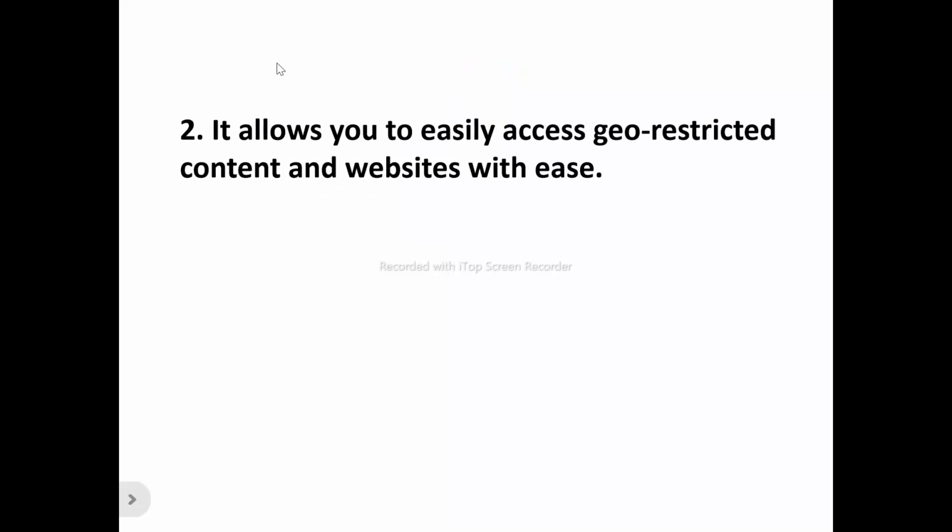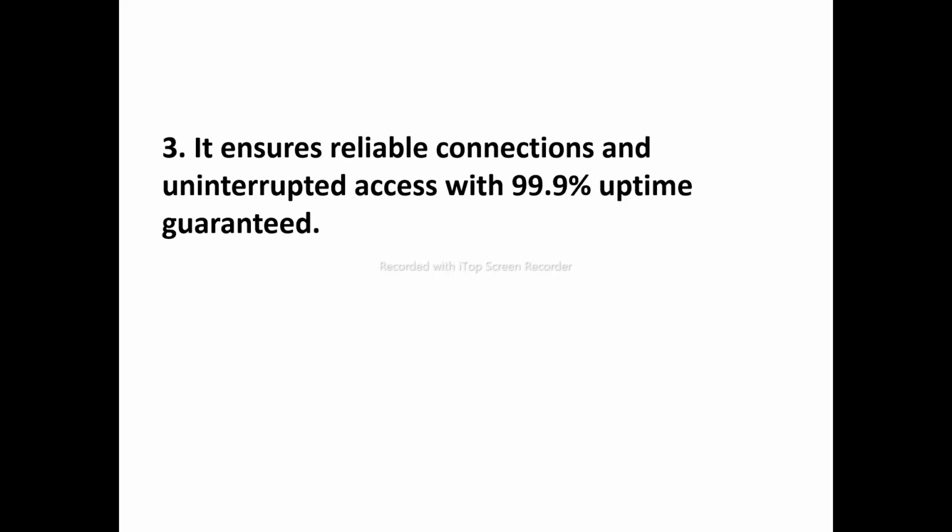Now let's look at number two. Number two, it allows you to easily access geo-restricted content and websites with ease. When you make use of proxies from Omega Proxy, it allows you to easily access geo-restricted content as well as websites without stress. It helps you to easily bypass any regional barriers that are placed on a particular content or on a particular website, so that you can easily have access to all the information on the internet. This can help you widen your horizon and also allow you to do your online tasks efficiently.